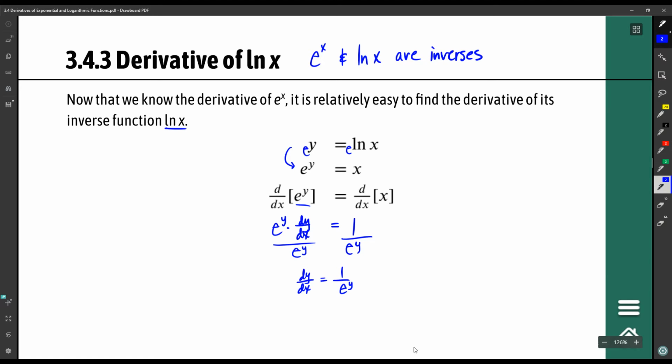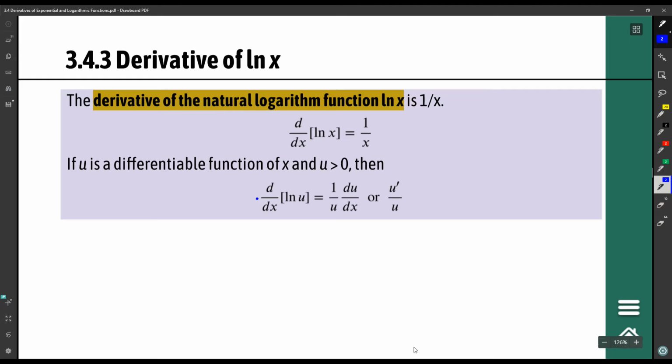But if you recall from our second line of work, we know that e to the y can be replaced by x. So now we have finally dy/dx is equal to 1 over x. And that's our rule. We can state this more formally, that d/dx of the function natural log of x is equal to simply 1 over x. Here it is in all its glory. The derivative of the natural logarithm function natural log x is 1 over x.